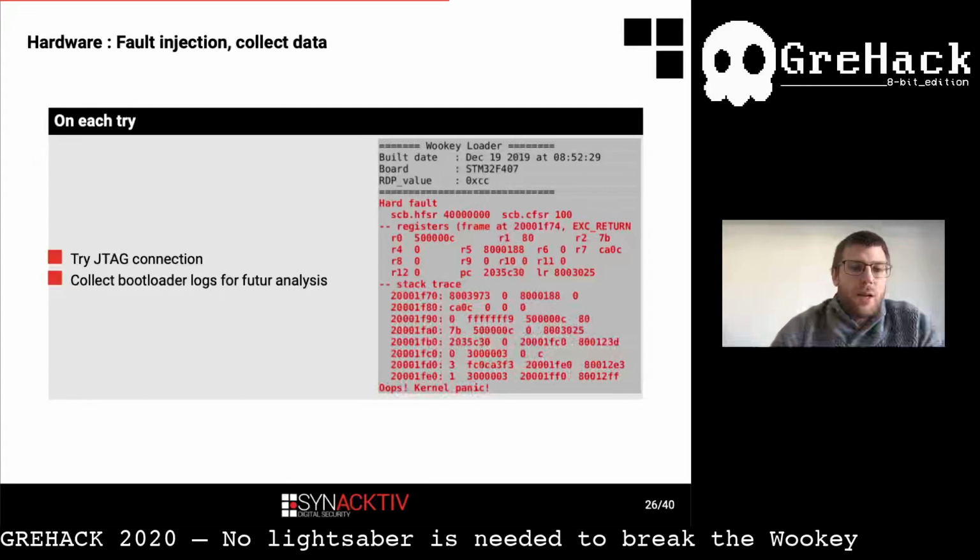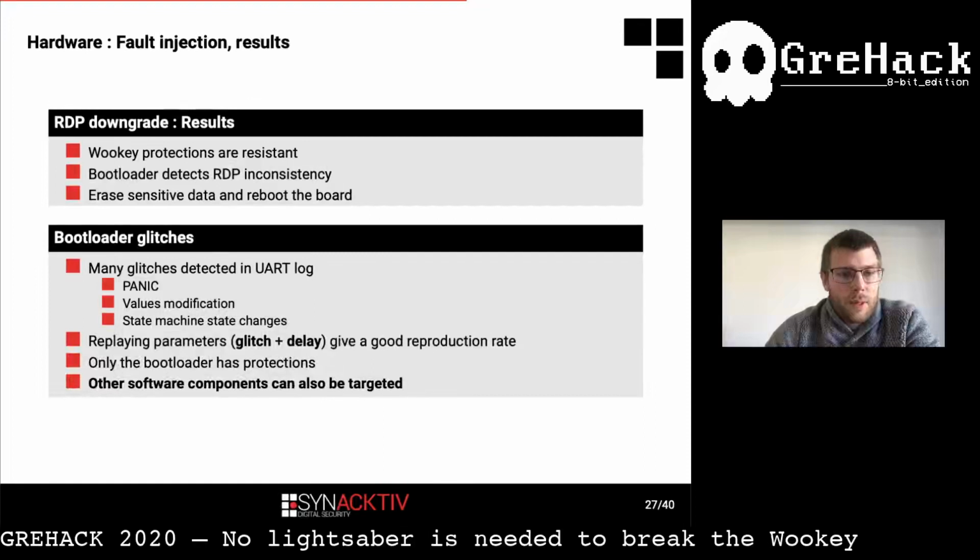So on each try, we collect data. We try the JTAG connection and save the JTAG connection logs, and we also save the bootloader logs on the serial port to analyze later. After trying all parameter combinations multiple times, we didn't succeed in getting a JTAG connection.